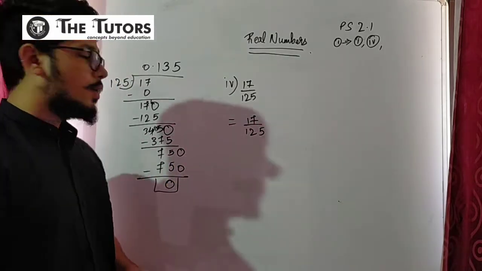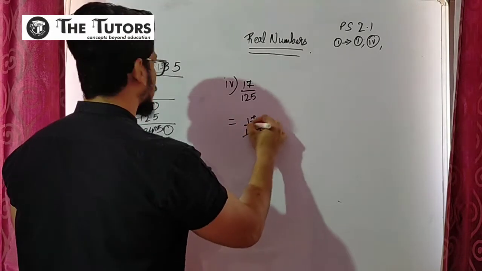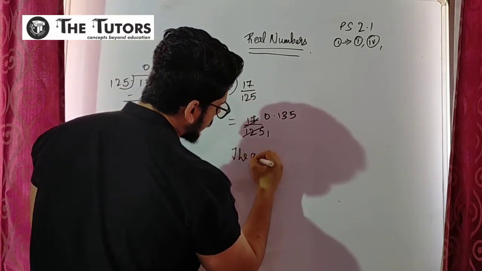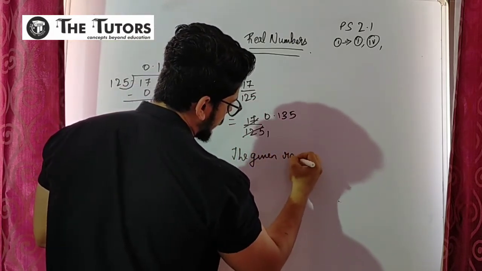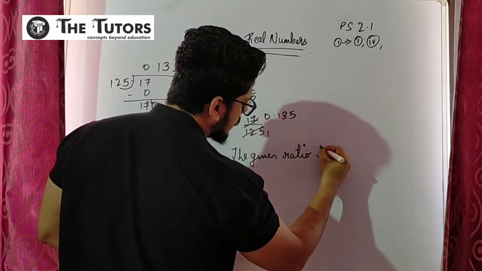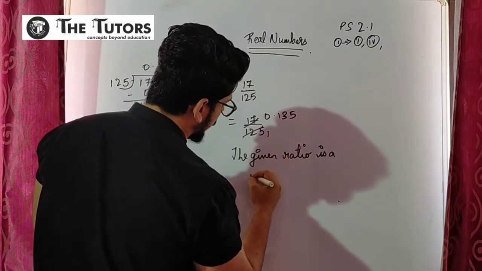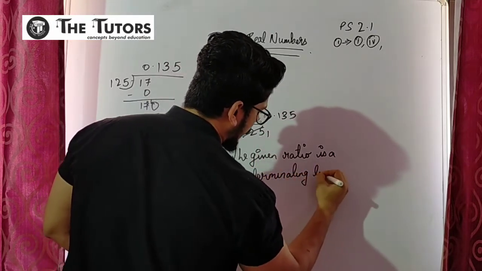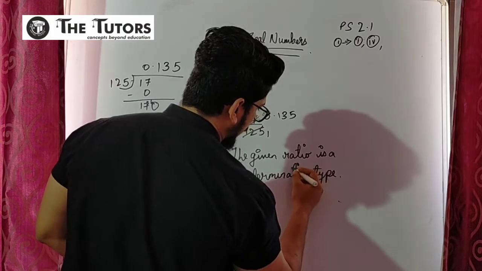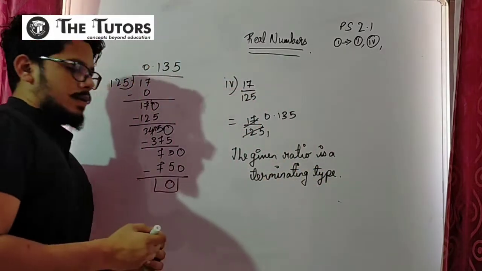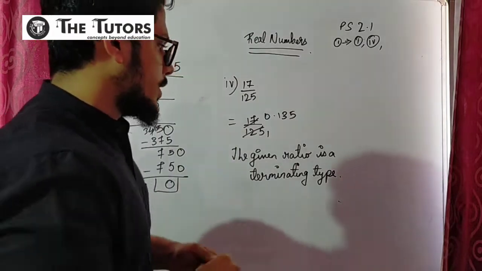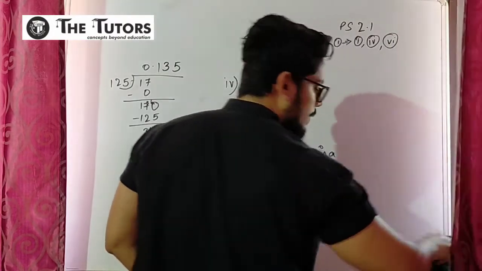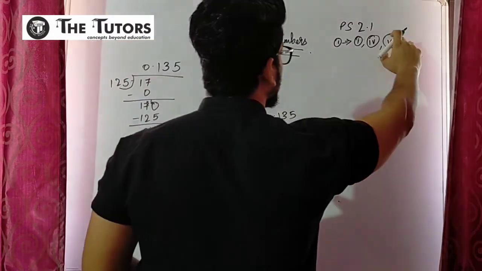Again you have a basic answer. You can guess it. The given ratio is a terminating type. Let's solve the next question. Sorry, that's the fifth one.